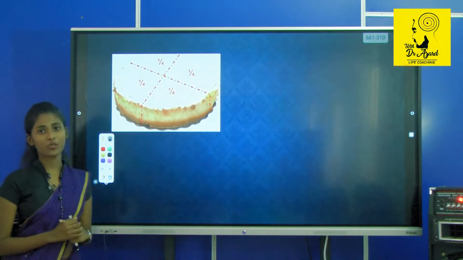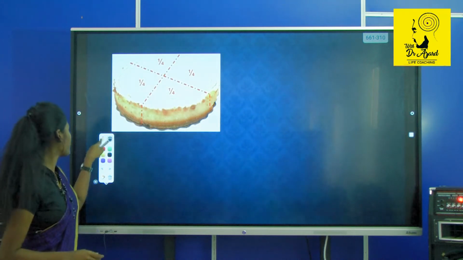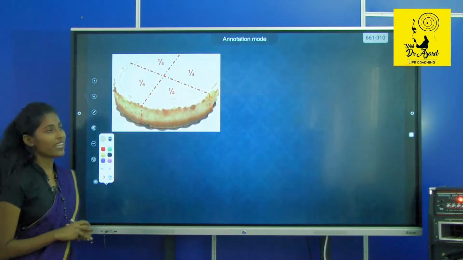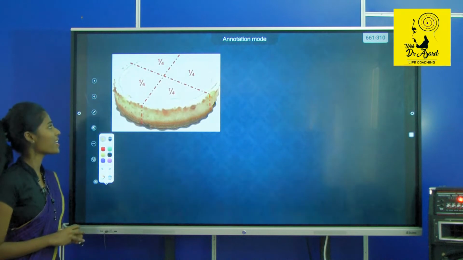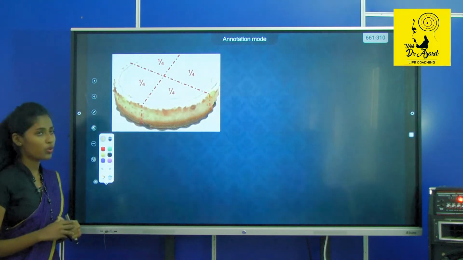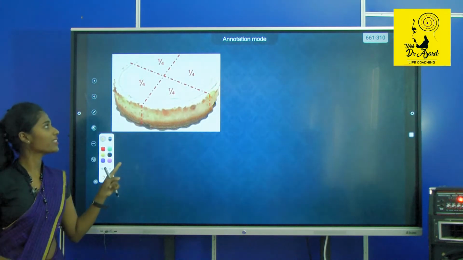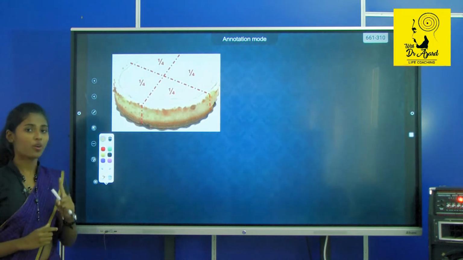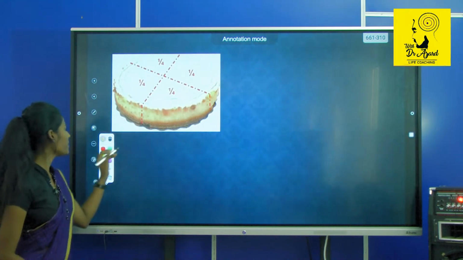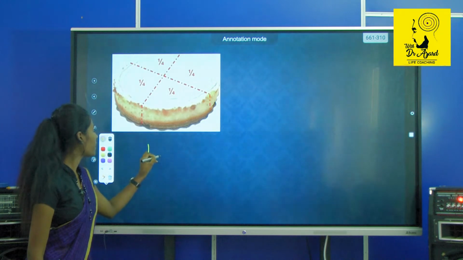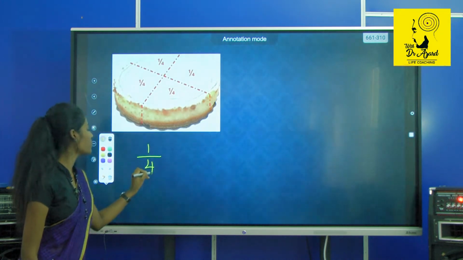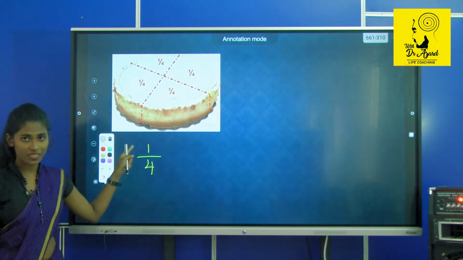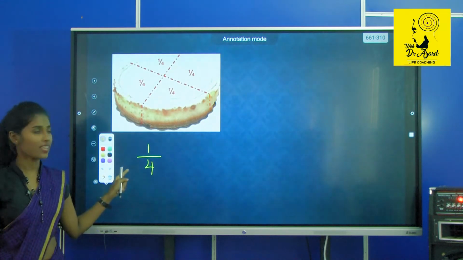Okay, let's do these activities with me. Here you can see a cake and this cake has been cut into 4 pieces, and you are going to take only one piece. How can you write the fraction? 1 over 4 because you have one piece with you and 4 pieces are there.